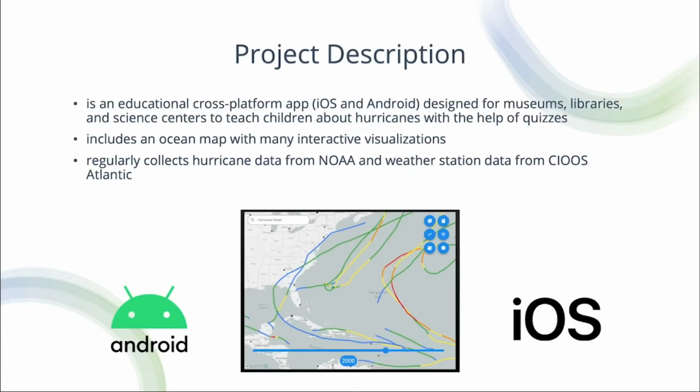To address the business needs outlined by our client, we created an app called Educational Hurricane Dashboard. It is an educational cross-platform app on both Android and iOS designed for museums, libraries, and science centers to teach children about hurricanes with the help of quizzes. It includes an ocean map with many interactive visualizations. It also regularly collects hurricane data from NOAA and weather station data from CS Atlantic themselves.